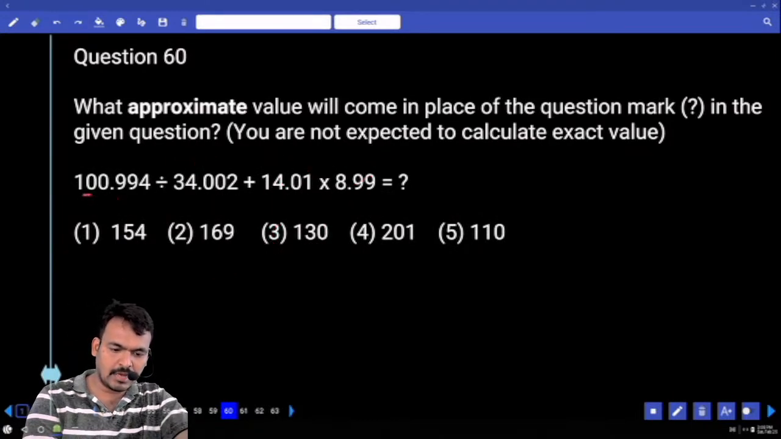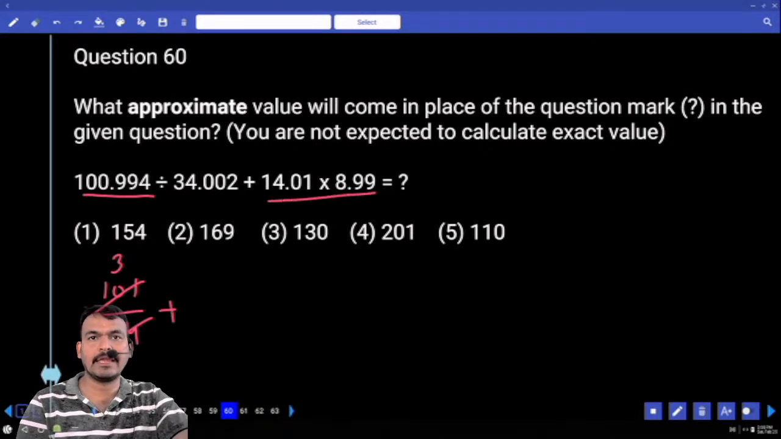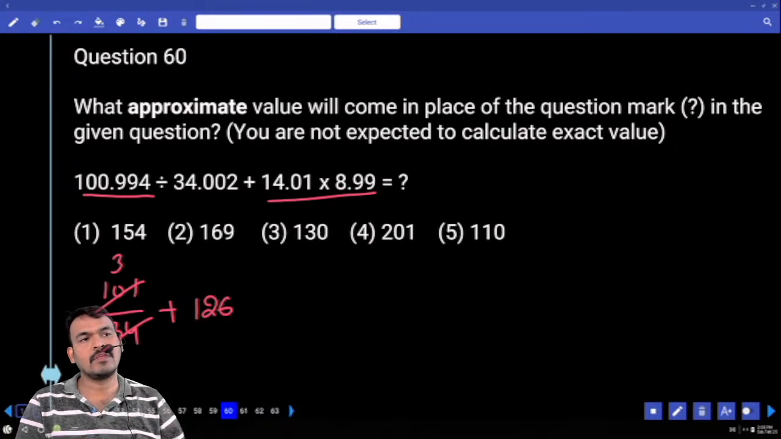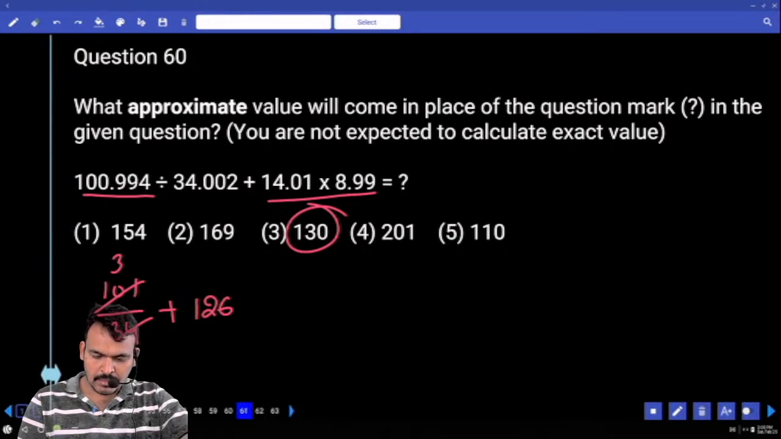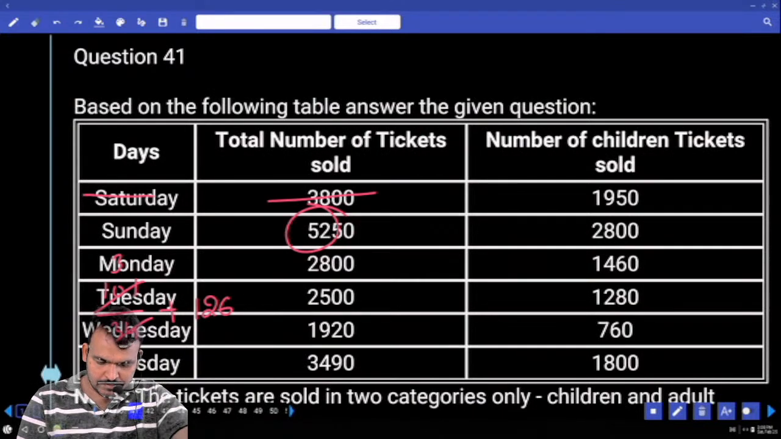Next question number 60. First priority 101 divided by how much? 34. 34 almost 3 times plus 14 into 9. How much? 126. Total it is 129. What is the nearest value? 130.